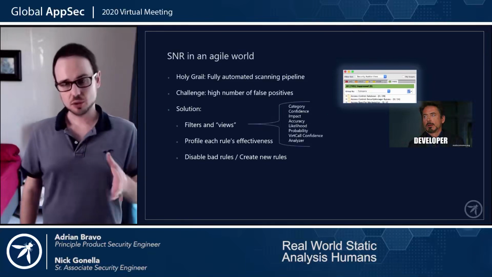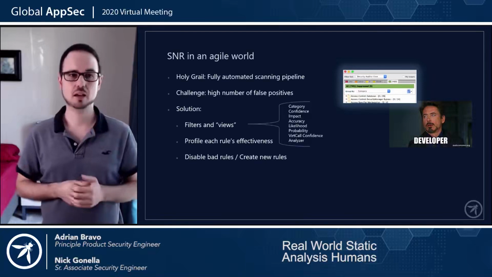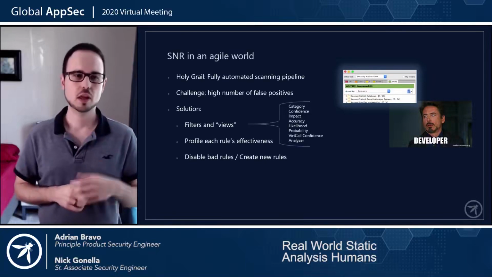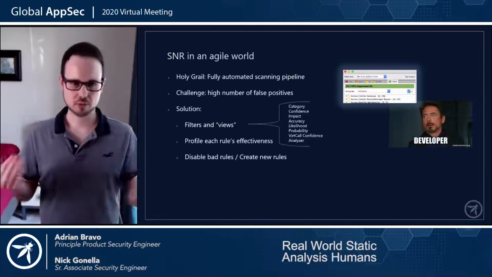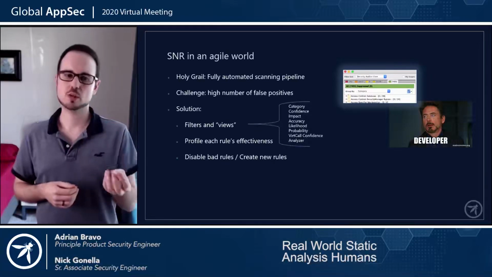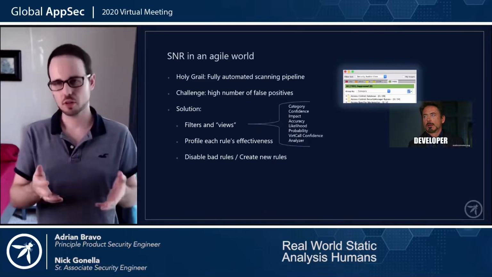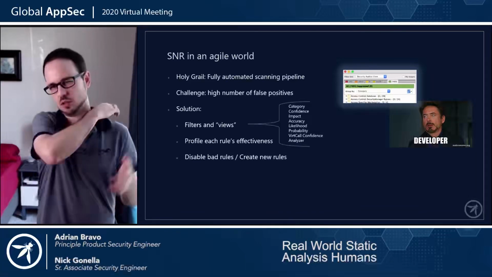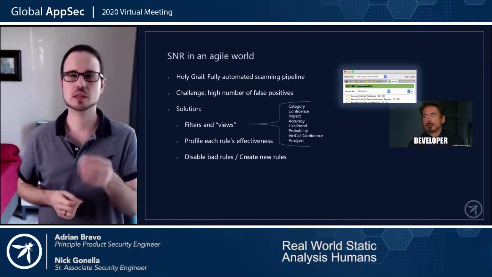The challenge, though, to get to that 80-20 is, as you can see in the picture, the high number of false positives. We went about that in a few different ways. We attacked this problem from different fronts. So first, we used filters and views. Filters, in the case of our particular product, are a little bit different, but most products will allow you to do some form of this.